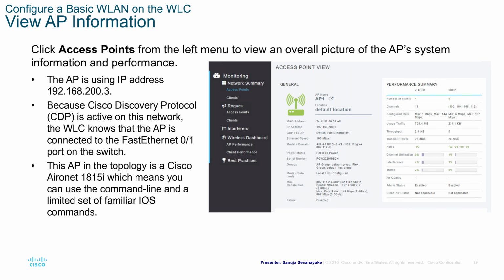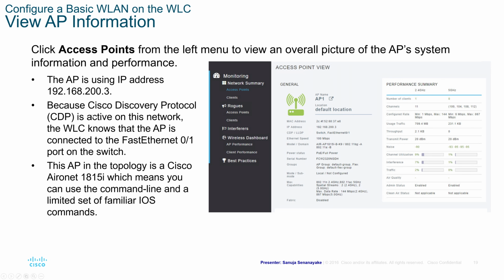View AP information. On a Cisco WLC, you can click Access Points from the left menu to view an overall picture of the AP's system information and preferences. So the network summary is the main page, and underneath it you can see Access Points. When you click on it, this is the information you get. The AP is using IP address 192.168.200.3. You know this because it is displayed right here.